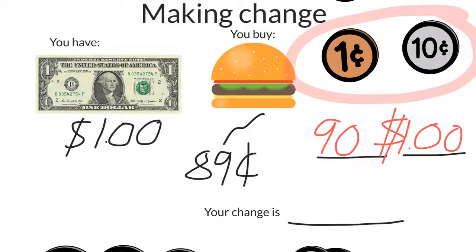So now we need to write our total for how much change we have. So we have our dime and our penny. So the change that we would get back is 11 cents. So that is counting on from the total amount of money, using the coins to get back to the original amount we started with, counting the coins to then come up with our change.